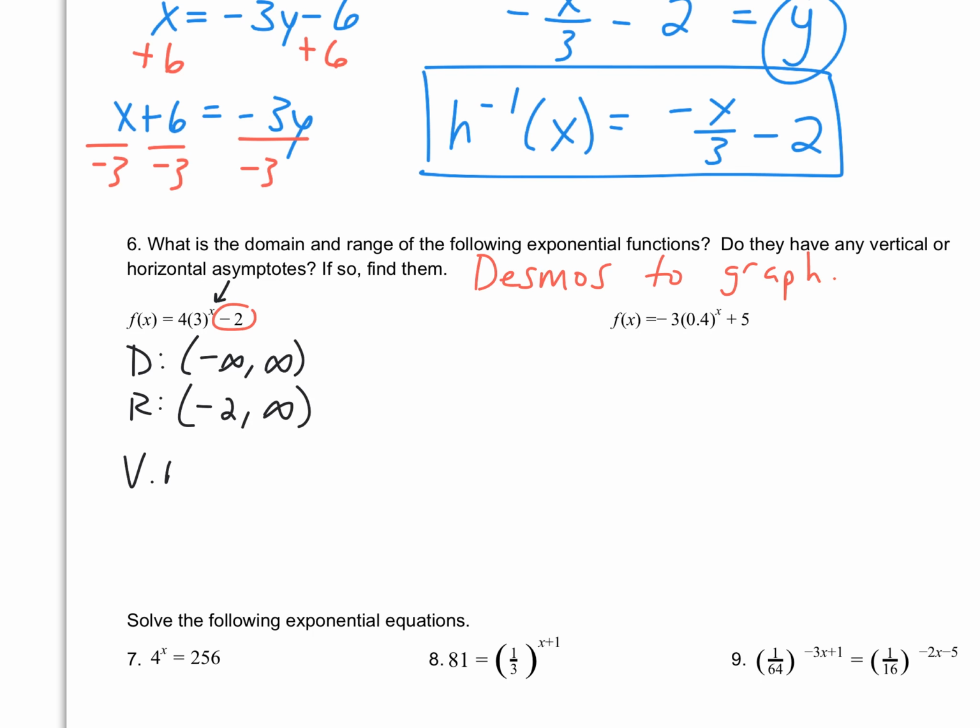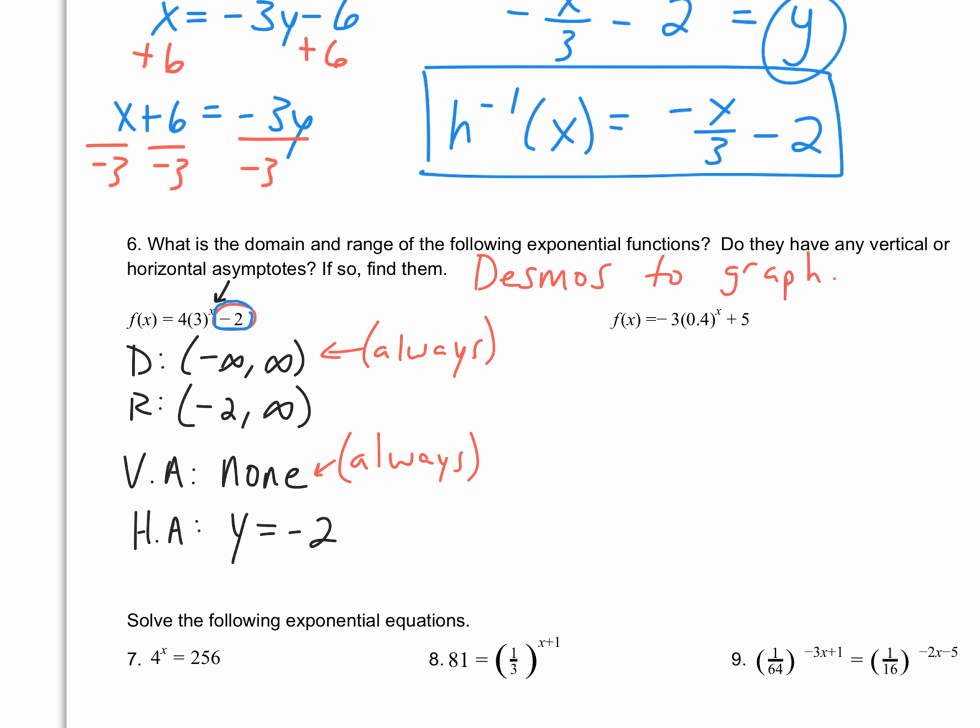Now the vertical asymptote, again, on these there's never going to be a vertical asymptote. So let me actually make a note here. This is always the case. Vertical asymptote, none, is always the case. Now horizontal asymptote always corresponded, again, with this number at the end. So y equals -2.